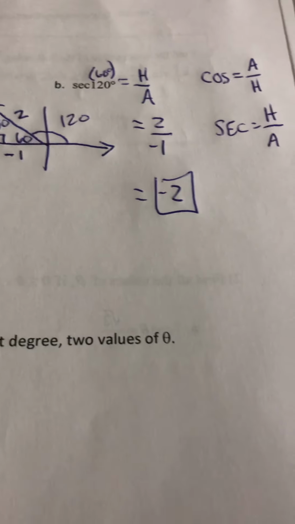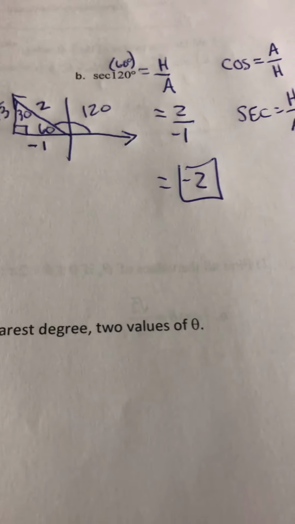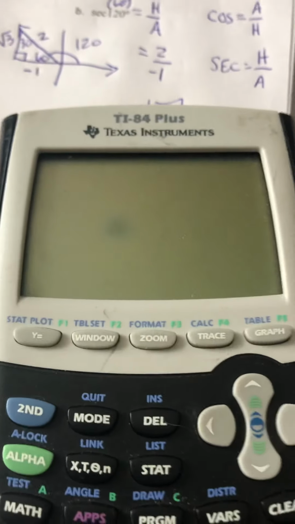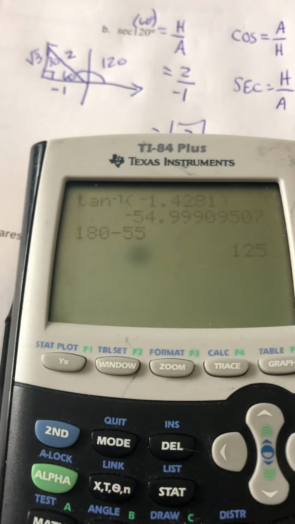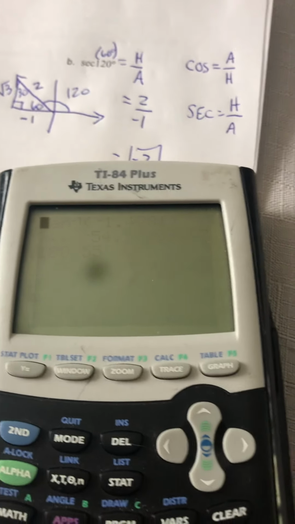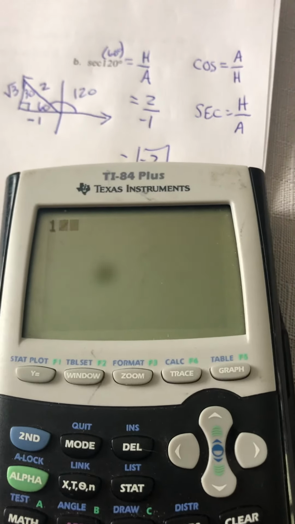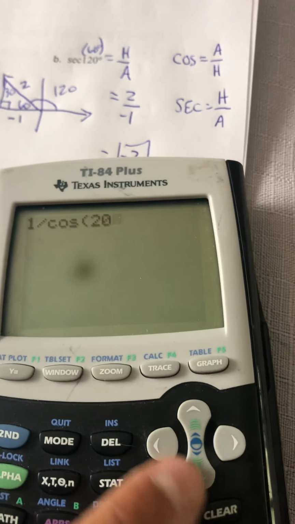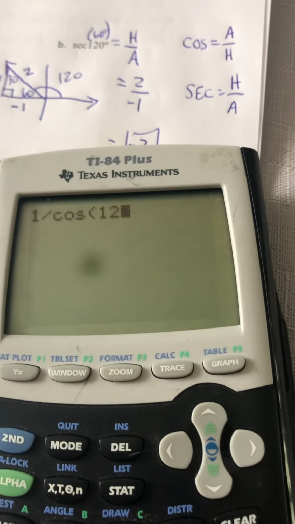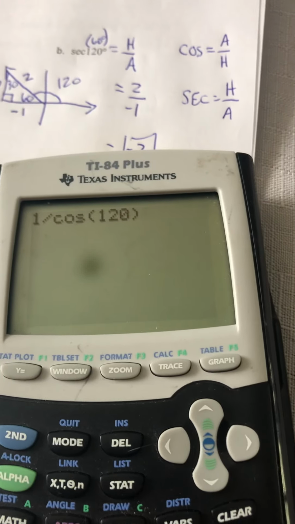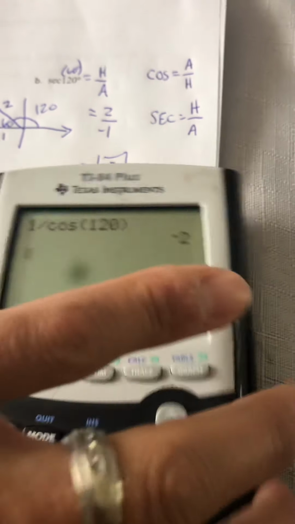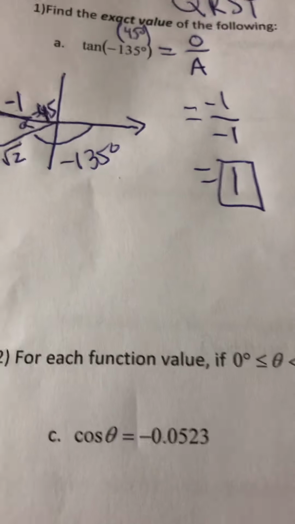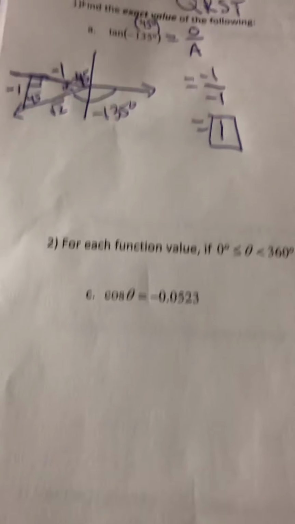Now to check this, all we're going to do is plug this in. And to plug in secant, because it's the reciprocal of cosine, we do 1 divided by the cosine of 120 degrees. Make sure you type in 120. We get negative 2, which is what our answer was. You can do the same thing here, except you just do tangent of negative 135.